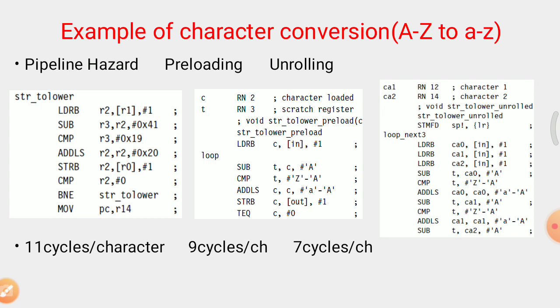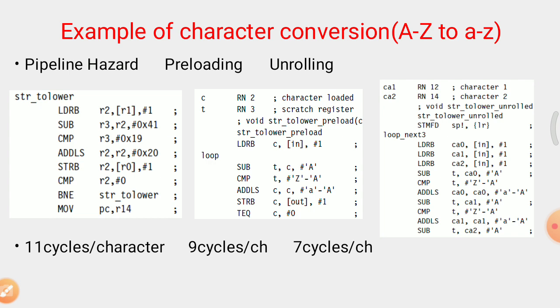Here we have taken an example of character conversion, that is from uppercase characters into lowercase characters, A to Z. Here we have taken 3 programs: before, that is without using preloading and unrolling, and then with each method.